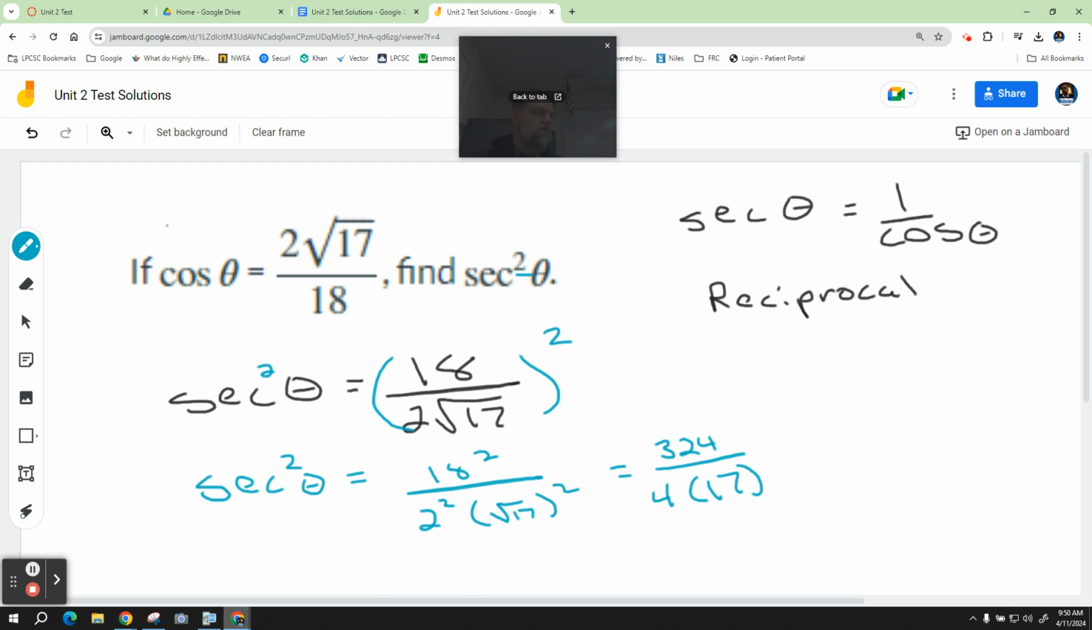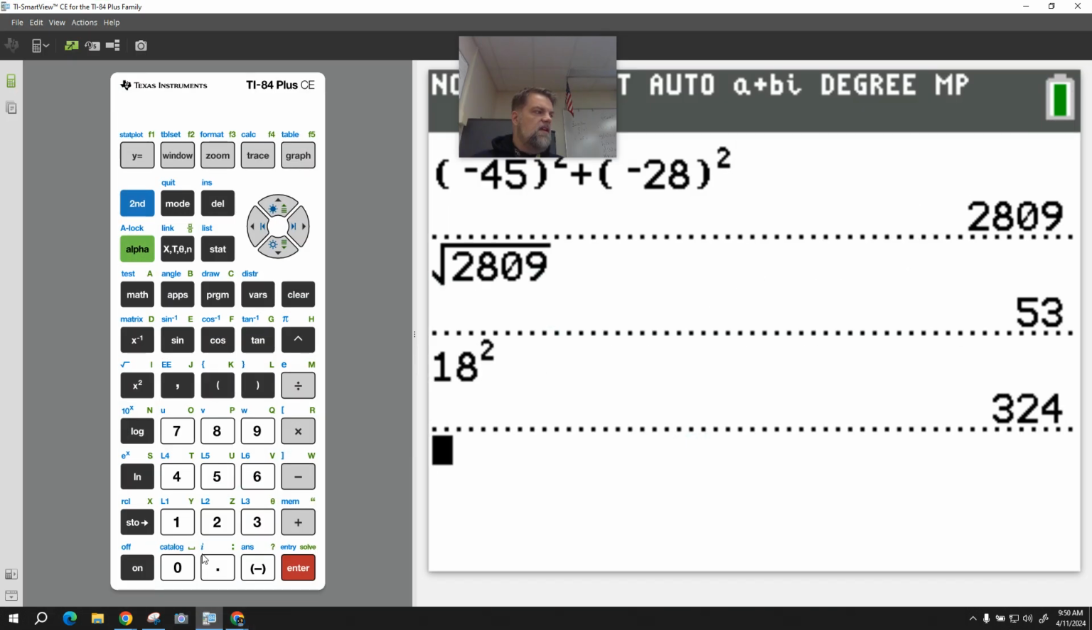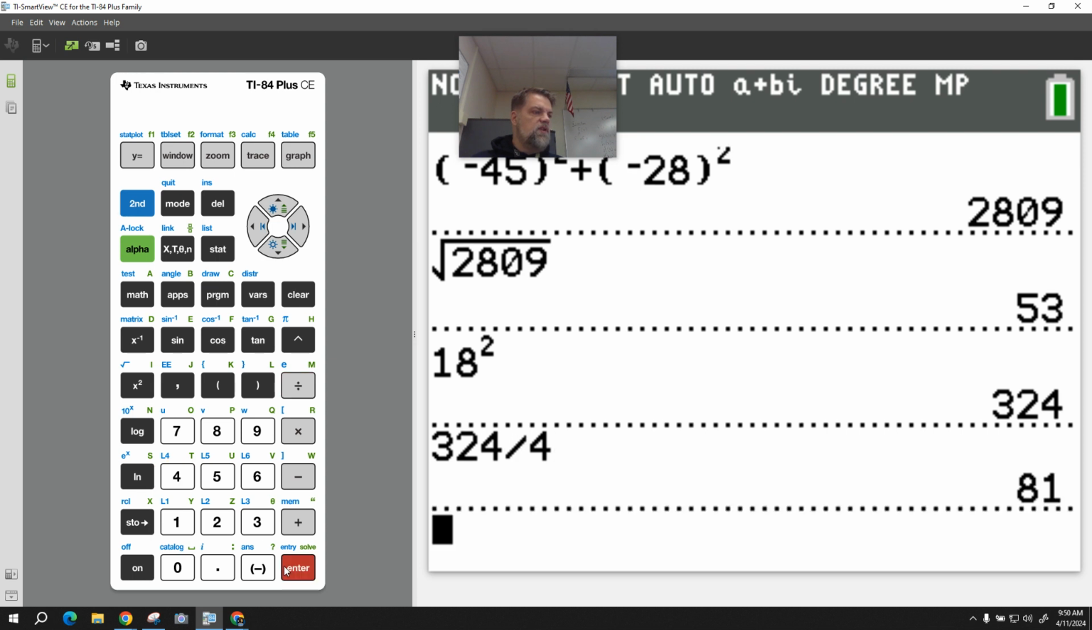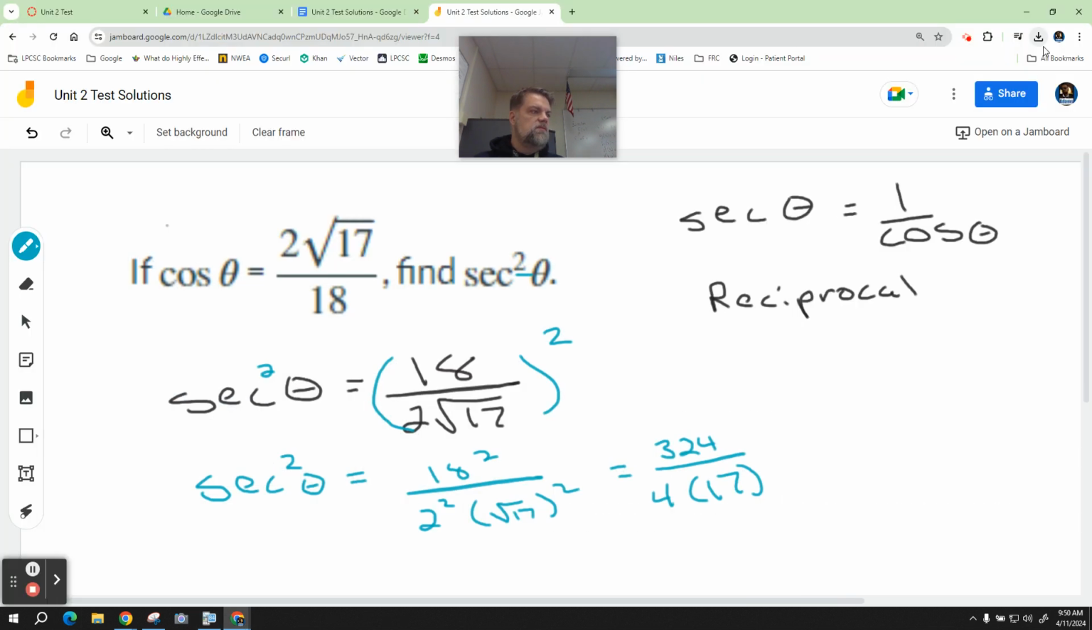Alright. Now I happen to think that 324 divided by 4 gives me a number, which is 81. So when I do that, this divided by this becomes 81 all over 17. Now 17 is a prime number. So I'm pretty sure that's the final answer.